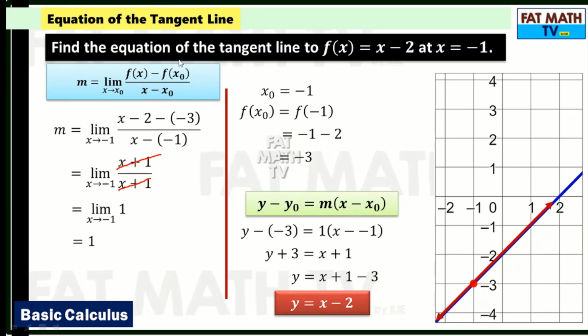So next time, if you're given the equation of a line, and then you're asked to find the equation of the tangent line, then just write the line itself. You don't need to solve at any value of x, wherever it is. At x equals 1, at x equals 2, it's going to be the line itself.